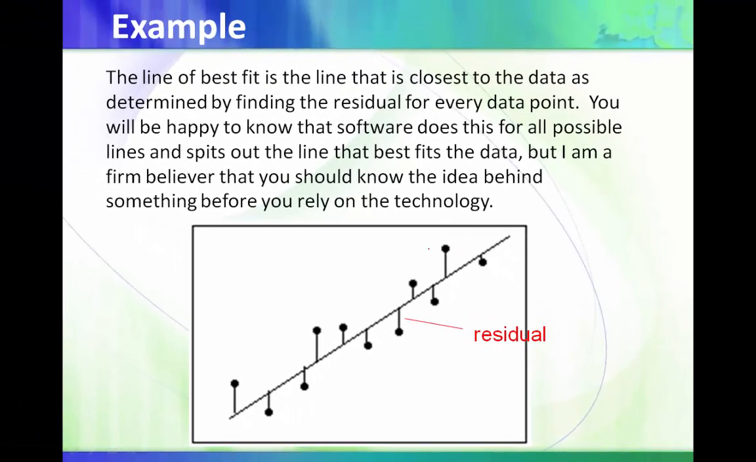The line of best fit is the line that is closest to the data as determined by finding the residual for every data point. You will be happy to know that software does this for all possible lines and spits out the line that best fits the data. But I am a firm believer that you should know the idea behind something before you rely on the technology. In this graph, the dots are the actual collected data points. These little lines represent the distance between the data point and the line, how far off it is, and those are what we call residuals.